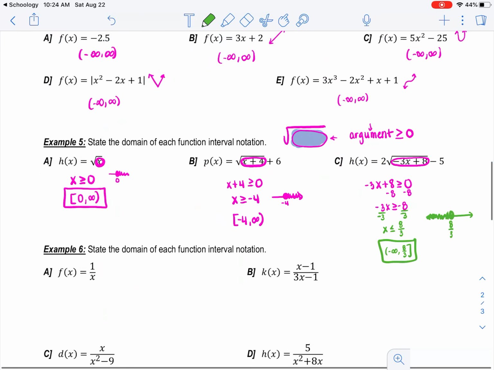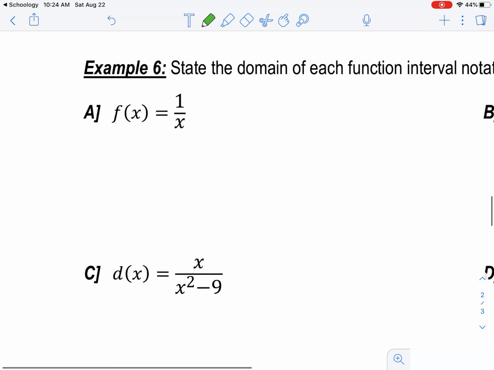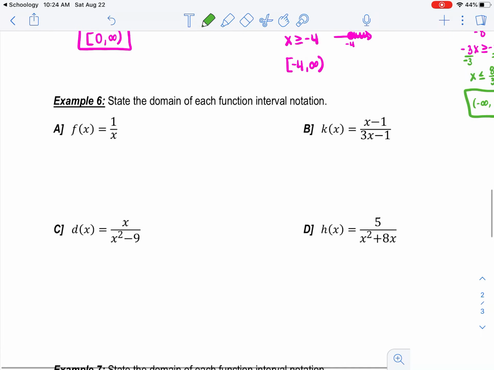And there's your domain. So before we do that problem, someone usually raises their hand and asks, is it always going to be bracket or parentheses, a number, comma, infinity? If you look at C, no, it's not, right? Okay. Next we have, these all are rationals. They're all fractions, right? So we do have restrictions.